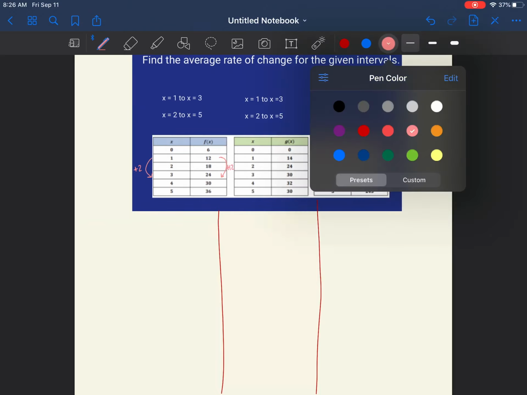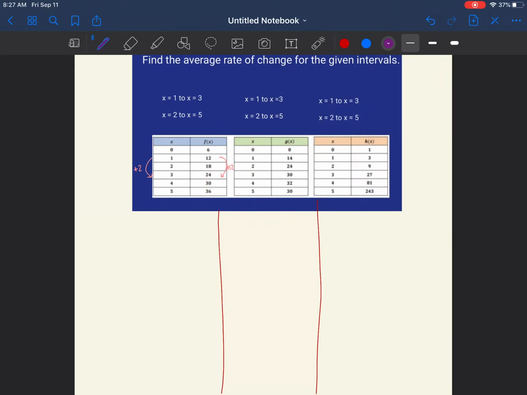Don't forget your average rate of change is going to be the change in y over the change in x. I've already done the work. My change in y was 12 and my change in x was 2. So 12 over 2 gives me an average rate of change of 6. And that's for x equals 1 to x equals 3.